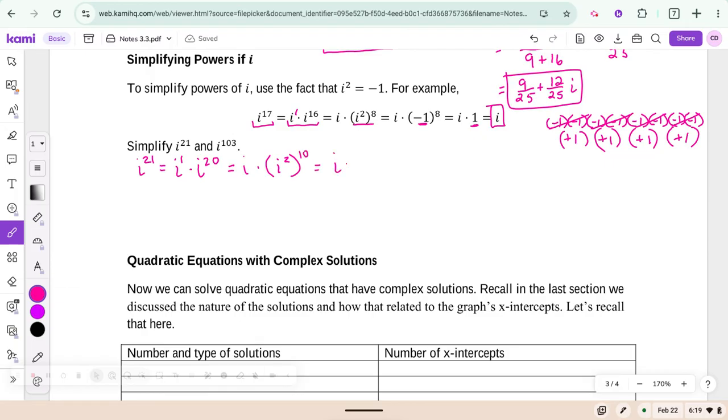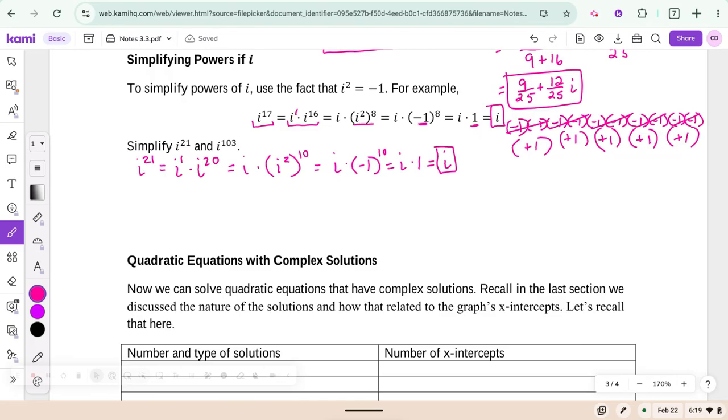So I know that i squared is negative 1. Once again, I'm taking negative 1 to an even power, negative 1 to the 10th power. Earlier I did negative 1 to the 8th power. If I did the 10th power, I would just add 2 more negative 1s, which would again cancel each other out and make a positive 1. So I would still get positive 1, and i times 1 is i. So i to the 21st power is also i.